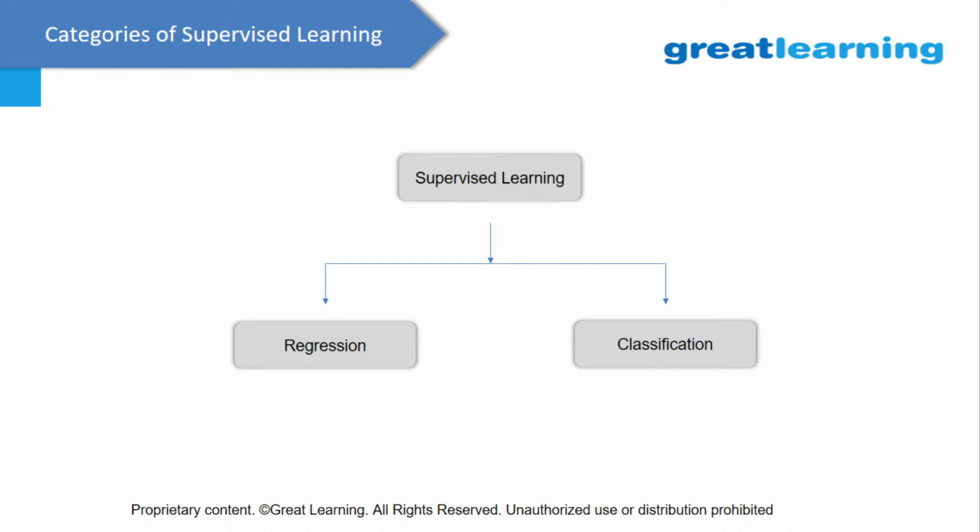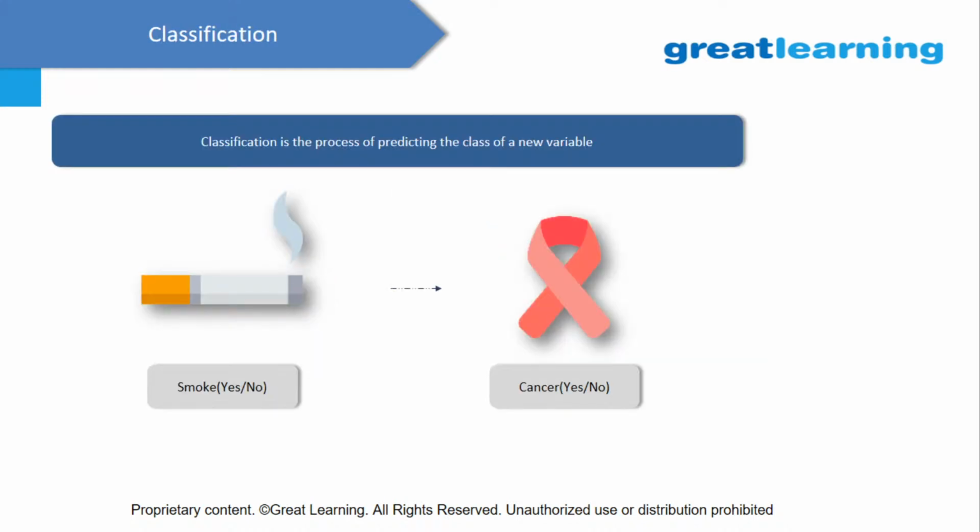Then in supervised learning, we have something known as regression and classification. Let's start off with classification. Classification is basically the process of predicting the class of a new variable. It's very simple. Let's take this example. As you see, we have an independent variable and a dependent variable. Here the problem statement is, if a person smokes, then what is the probability, or will the person have cancer? This is the problem statement which you are trying to solve.